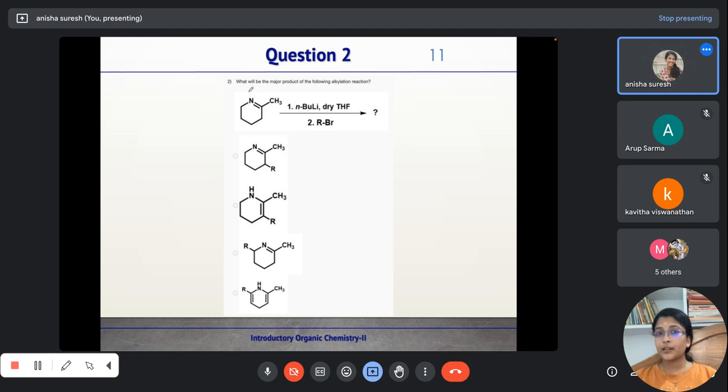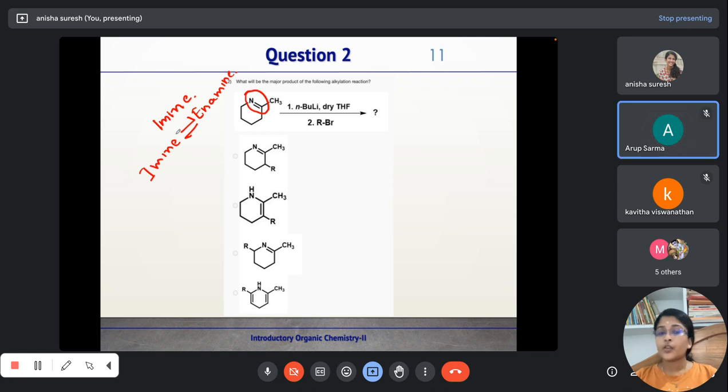You might be knowing this group, right? This is called an imine. You might be recalling imine-enamine tautomerism, which is similar to keto-enol tautomerism. So what will be happening? Any idea which is the major product? Option one will be the right answer.